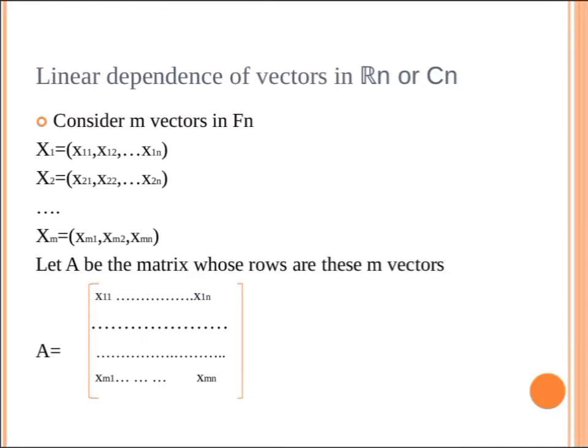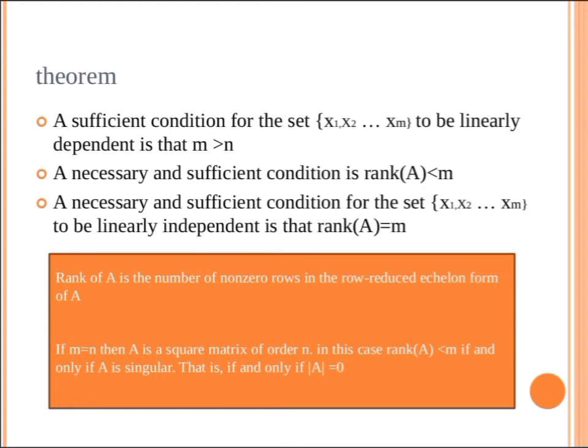Then we have a theorem. A sufficient condition for the set x1, x2, etc., xm to be linearly dependent is that m is greater than n. Here m is equal to the number of vectors and n is equal to the number of unknowns. A necessary and sufficient condition is that the rank of A is less than m, and a necessary and sufficient condition for the set x1, x2, etc., xm to be linearly independent is that the rank of A is equal to m.